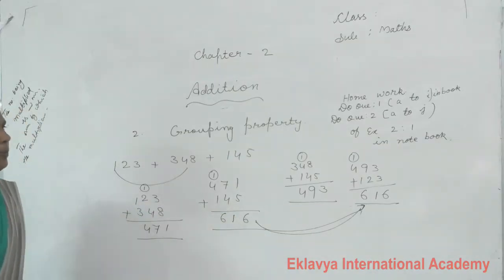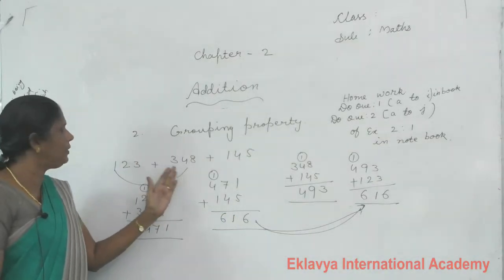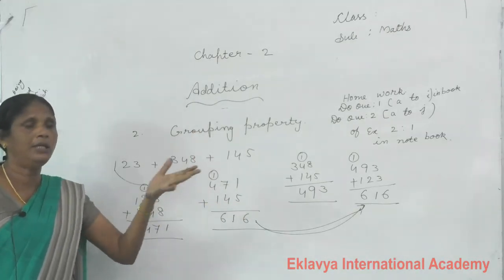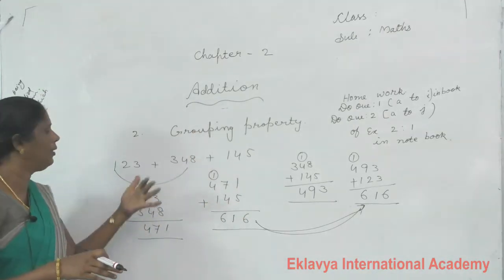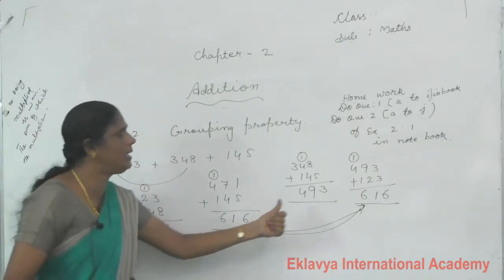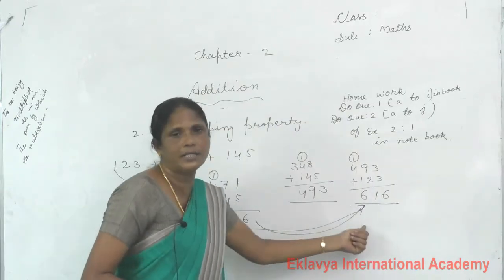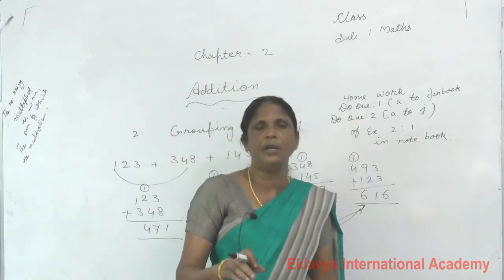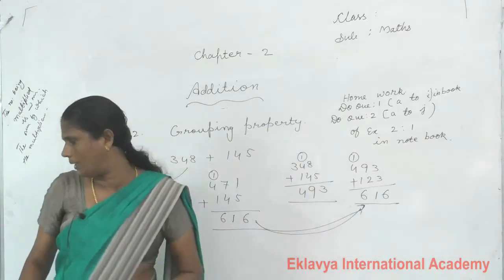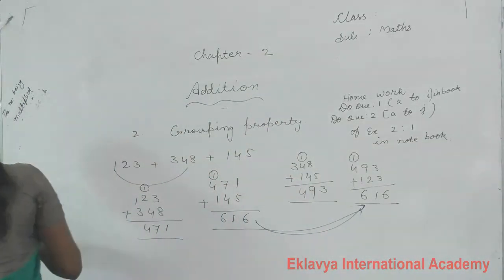What is grouping property? In grouping property, 3 or more numbers can be grouped in any order. The final result is not changed. That property is called grouping property.